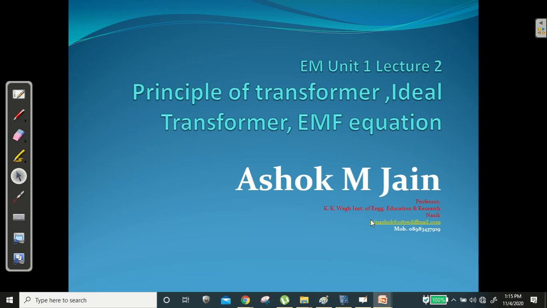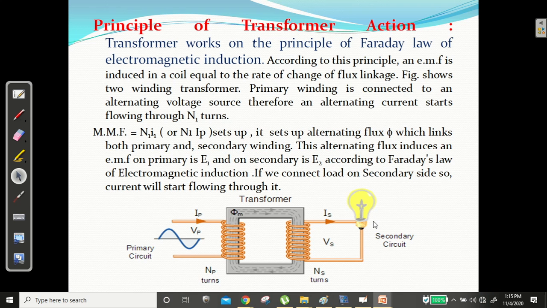First of all, I am going to study what is the principle of transformer. You have a transformer. This is the core, and here it is a winding. This is the primary winding connected to the supply, and this is the secondary winding connected to the load. So what is the principle of transformer? Transformer works on the principle of Faraday's law of electromagnetic induction.